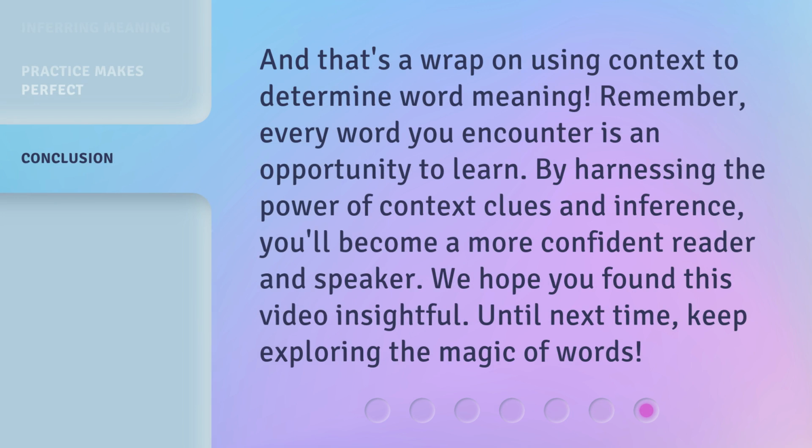And that's a wrap on using context to determine word meaning. Remember, every word you encounter is an opportunity to learn. By harnessing the power of context clues and inference, you'll become a more confident reader and speaker.